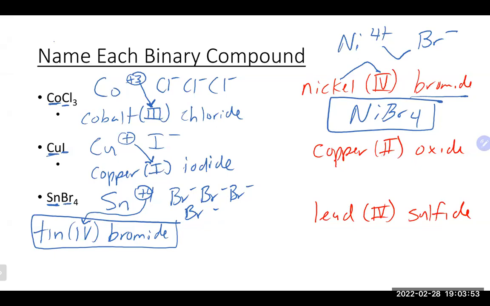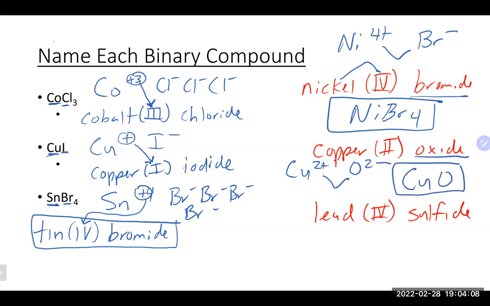Copper Roman numeral 2 tells us the copper has what type of charge? +2. Oxide is oxygen, which is group 6, which means it has a -2. In this case, we just need 1 of each, right? So CuO will do us. +2 and -2 equals 0 when you put it together.